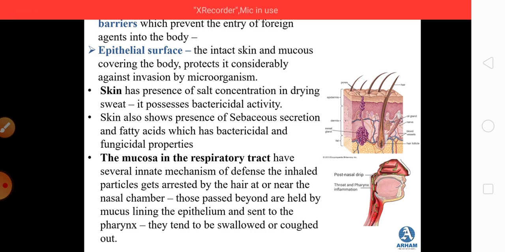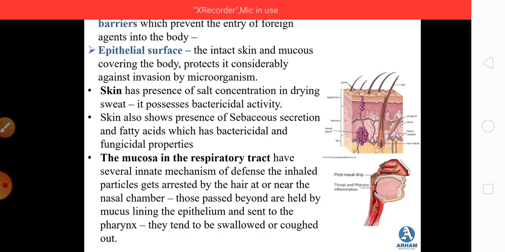The mucosa in the respiratory tract has several innate mechanisms for defense. When we inhale particles through our nose, these inhaled particles with the air get arrested in the hair in and around the nasal chamber. So this acts as the first barrier, because it arrests the unwanted particles that enter with the air.